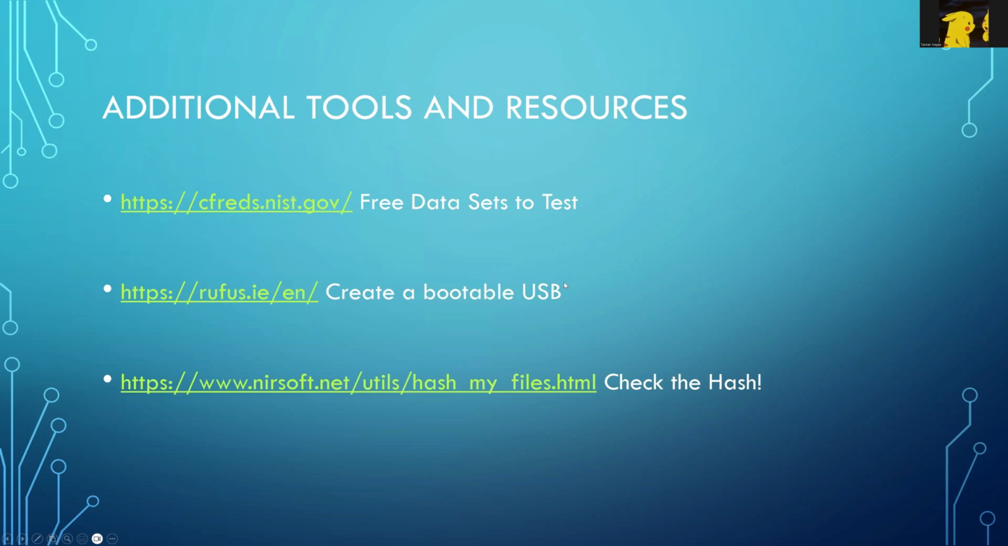Some additional tools and resources. These are just a few. There's so many really good tools that work with Autopsy and just digital forensics in general. So some free data sets that I've been testing on is on this website right here. And then if you want to create a bootable USB, we can use Rufus. And then to check the hash, we have a link to the HashMyFiles application here. And that is it.